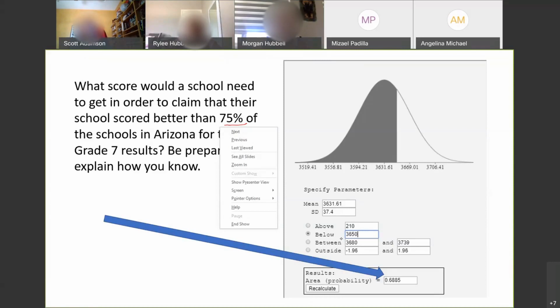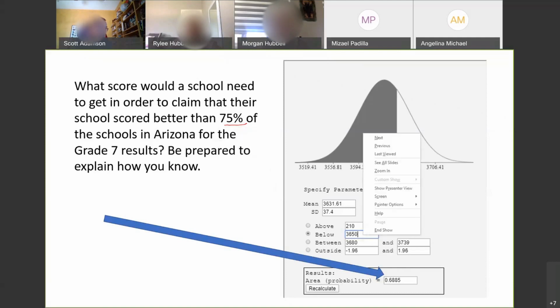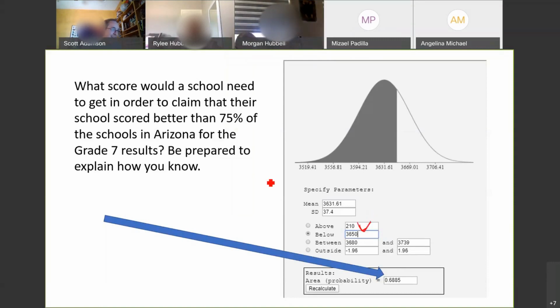So notice what I've done here, just to give you an idea. This is not the right answer. I want you to figure out the right answer, but I'll just give you an idea. If our school is better than 75%, then we need a score... I gotta figure this thing out. We want to score such that 75% of the schools are below our score. That would put us better than 75%.